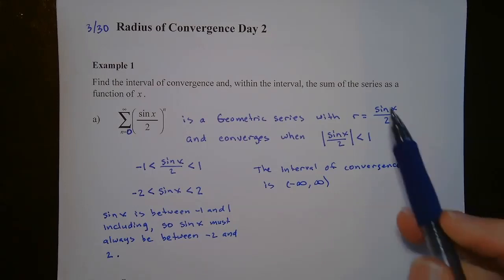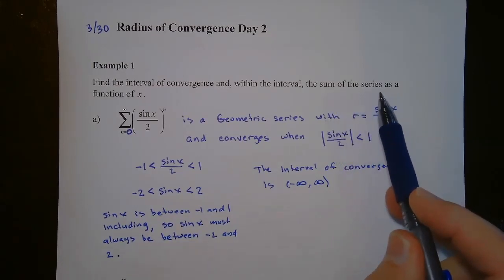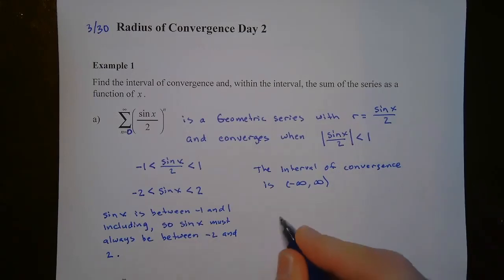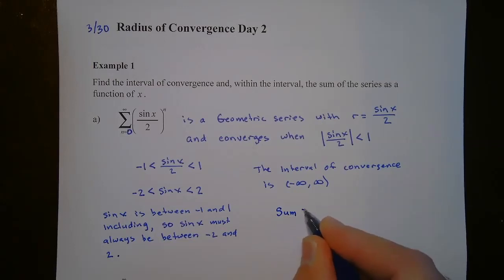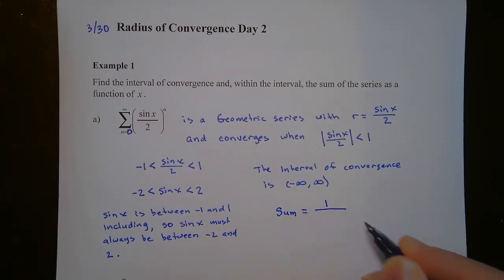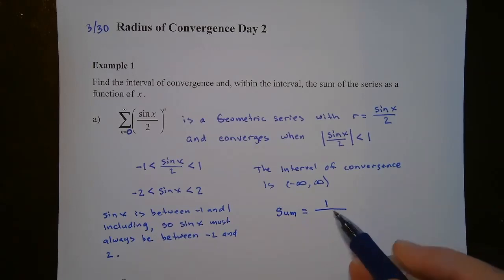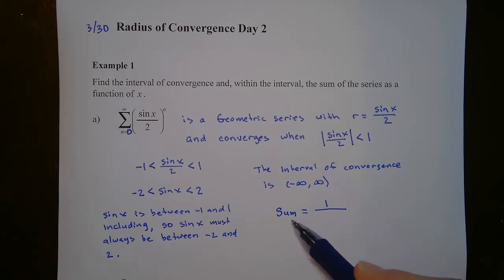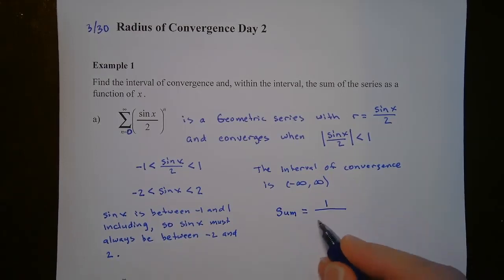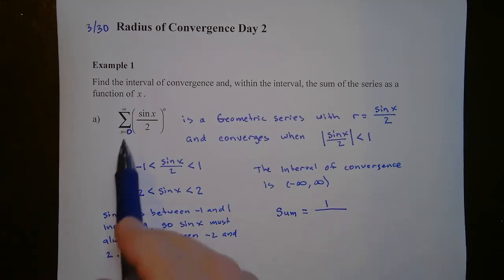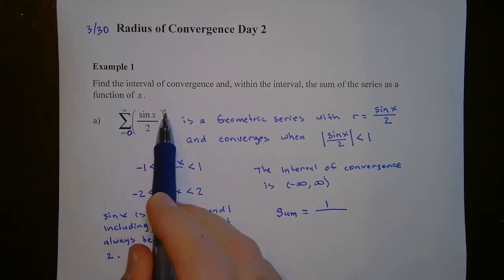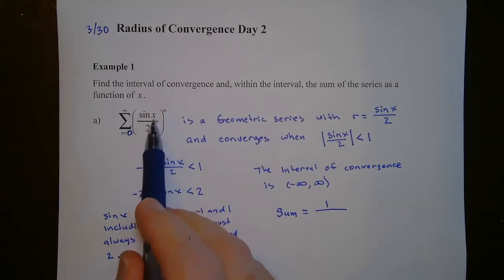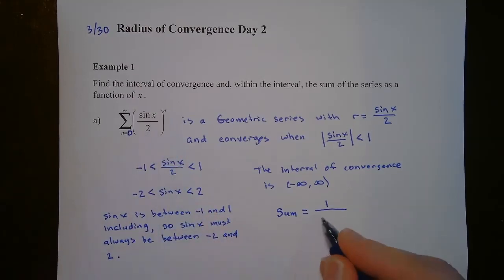The other part of this was the sum of the series as a function of x. We use s for sum. It would be 1 over... Since it's a geometric series, there's a formula for the sum. So it's going to be 1 over 1 because the first term is 1. If we put 0 in here, that's why we need this to be 0, that'd be sine of x over 2 to the 0, which is 1, over 1 minus our r, which is sine of x over 2.